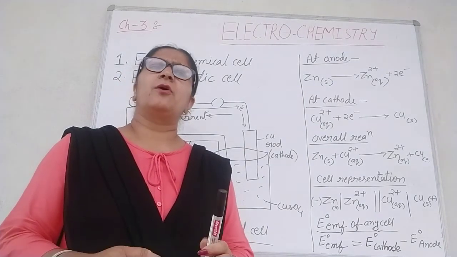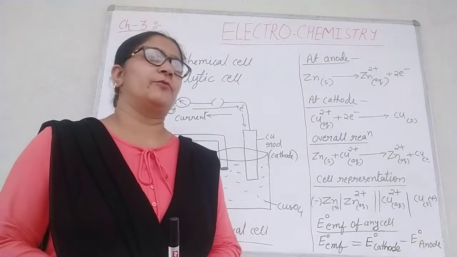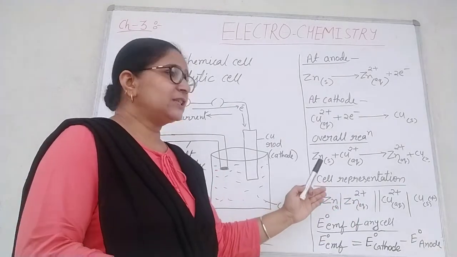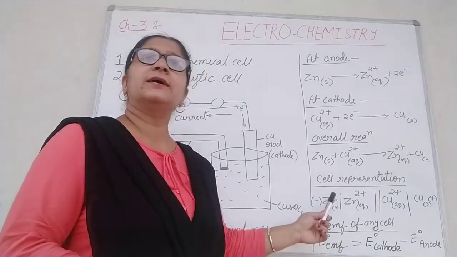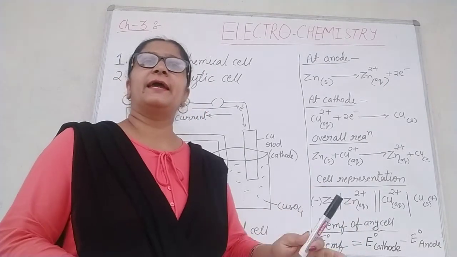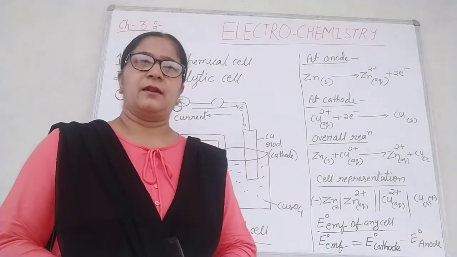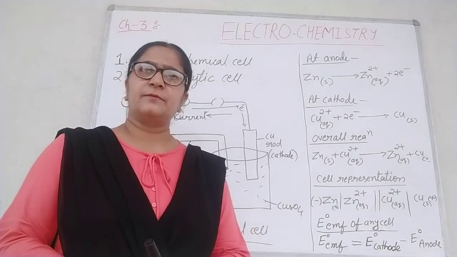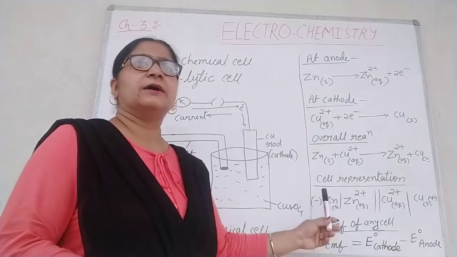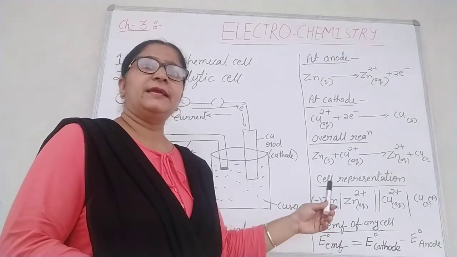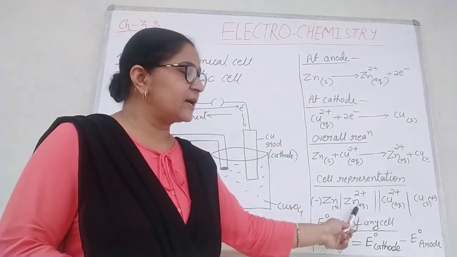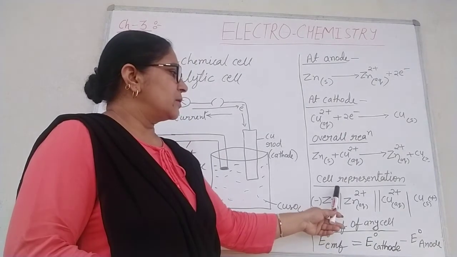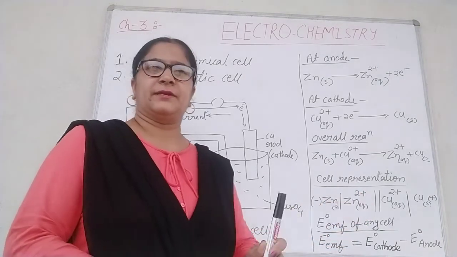A cell can also be represented in the following way. So let's see cell representation. On the left hand side, students, we will write the oxidation half cell, and on the right hand side we will write the reduction half cell. In oxidation half cell, zinc is getting oxidized to zinc ion. So this will be written as zinc vertical line zinc ion.